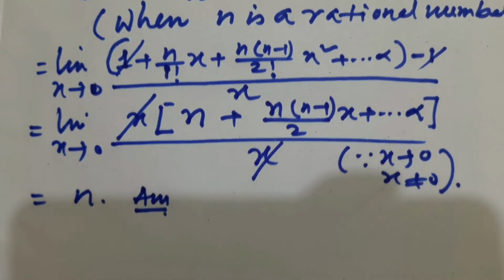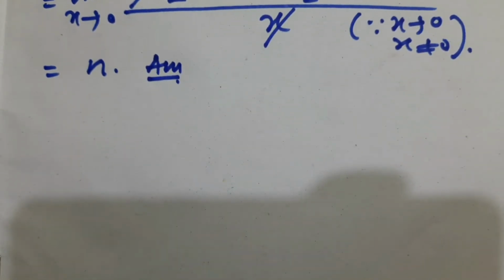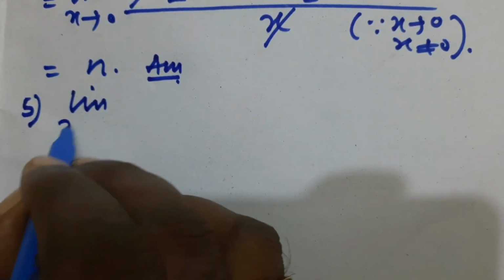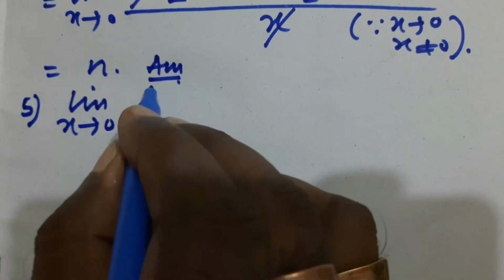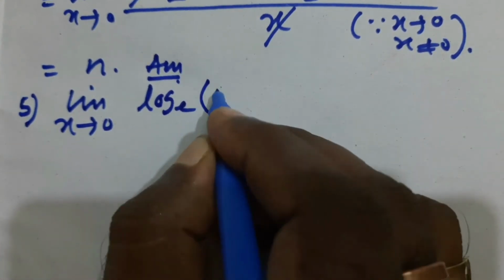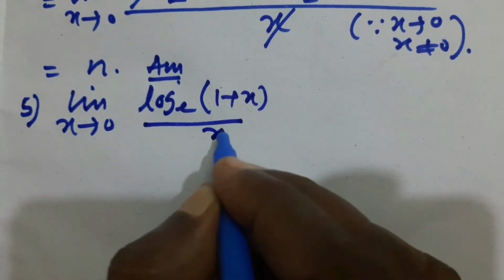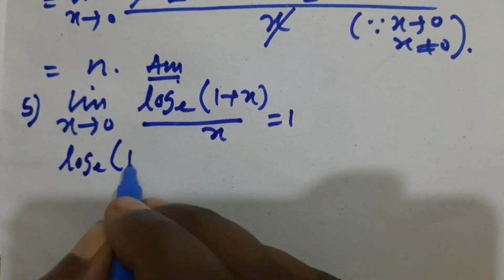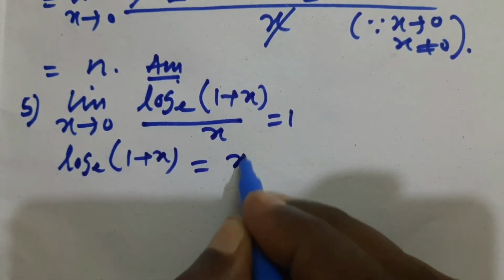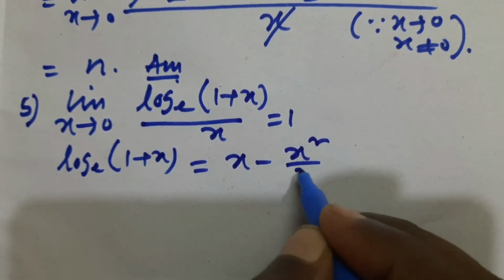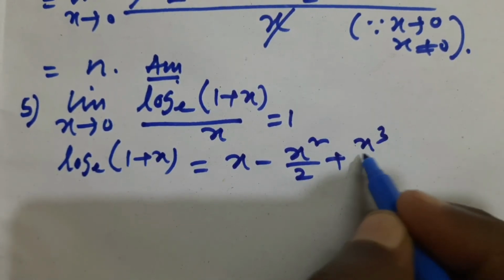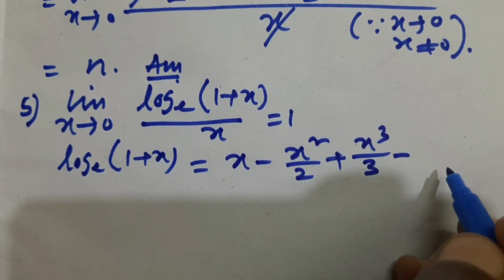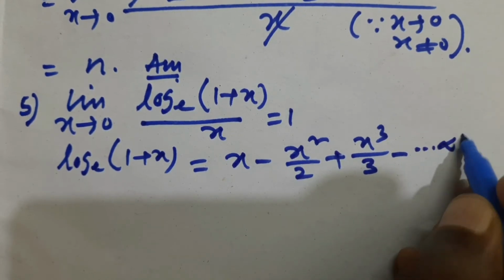So question number 5. Limit x tends to 0, log to the base e of (1 plus x) by x is equal to 1. Now the logarithm says log to the base e of (1 plus x) equals x minus x square by 2 plus x cube by 3, dot dot to infinity.